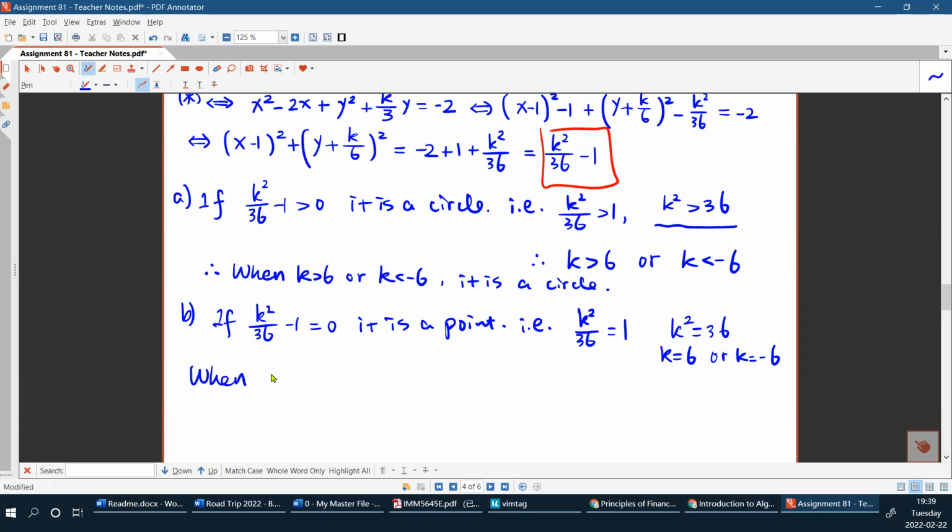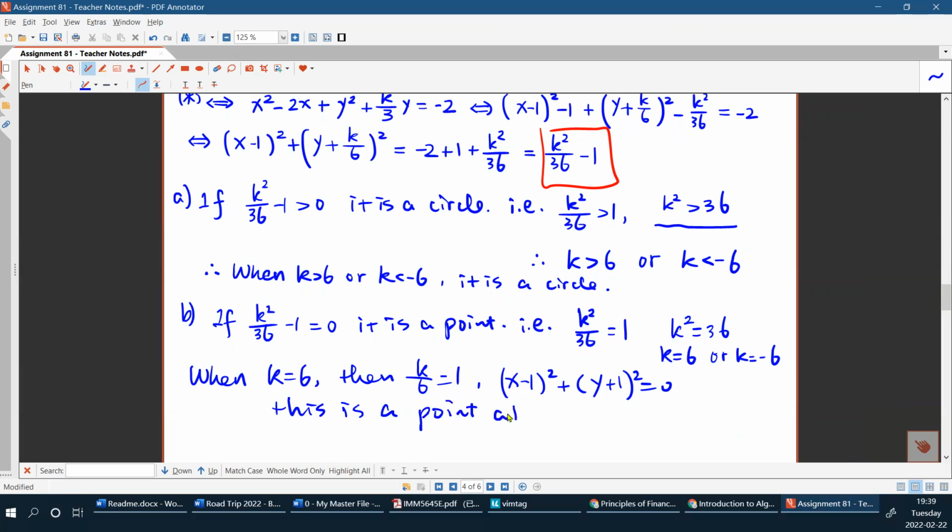Okay, you need to discuss, right? When k is 6, then k over 6 is 1, right? The equation is (x - 1)² plus (y + 1)² is 0. So what is that point? Can you tell the coordinate of the point? -1, 1. 1, -1, right? Yeah.